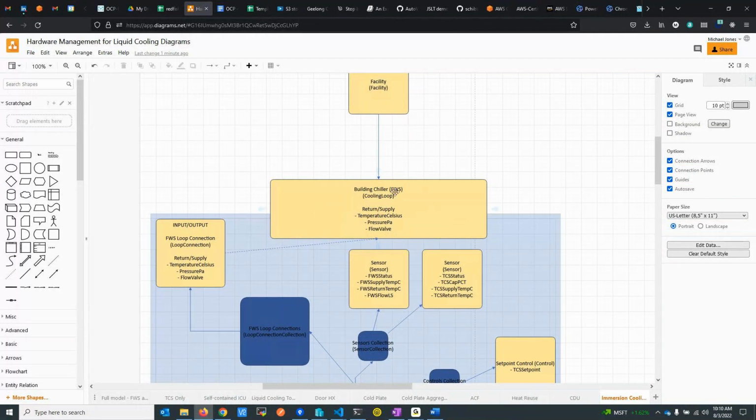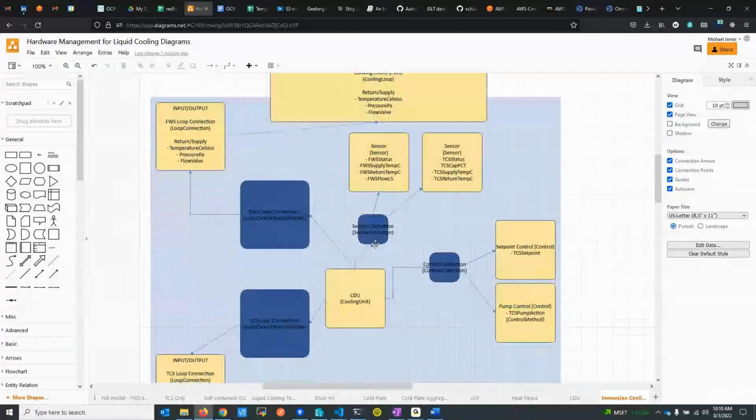We've got the facilities water system, the return supply, temp, pressure, flow valve, leading into the CDU, and then on the CDU you've got the sensors for the FWS that I just mentioned and the TCS. The difference here is that the document actually specifies the names for these sensors: TCS capacity percentage, TCS supply temp, TCS return temp, FWS, including flow in litre per second.